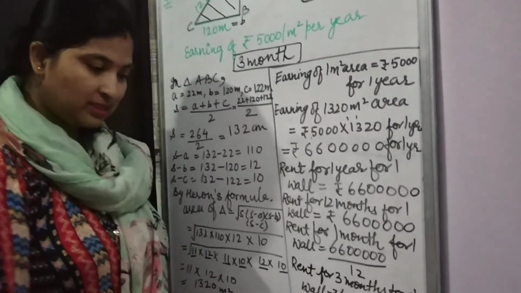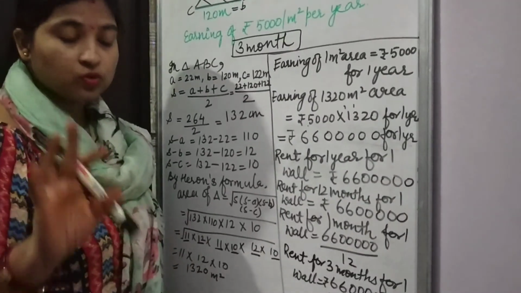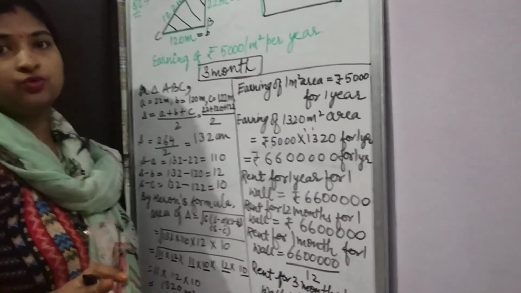So up to question number 2nd, it is very easy. Now question number 3rd. Question number 3rd is also easy. That you have to do yourself. First, second I have solved. 3rd question you have to do yourself.